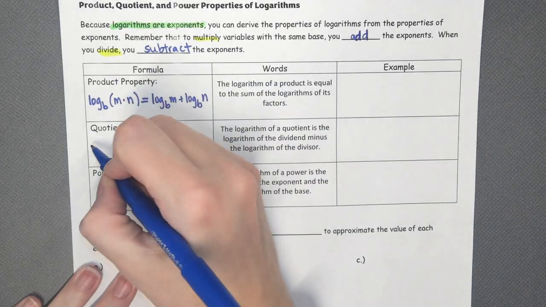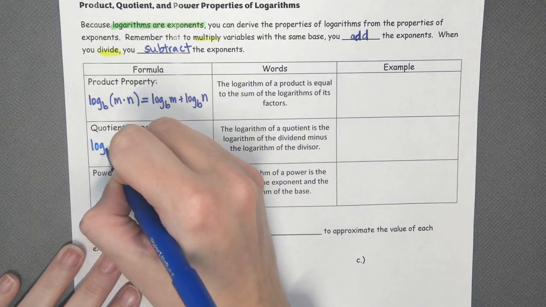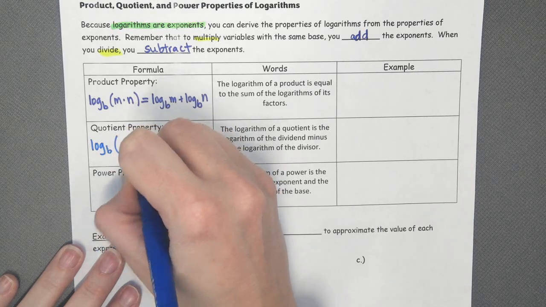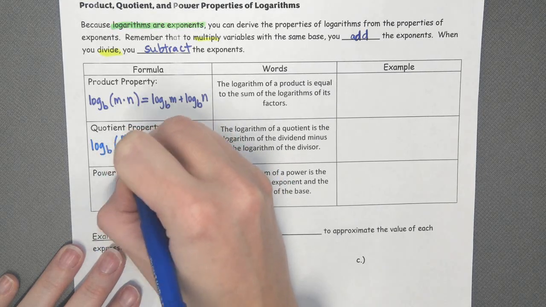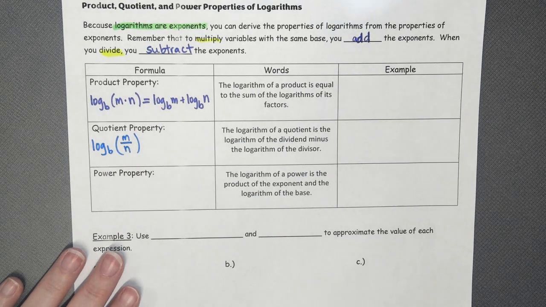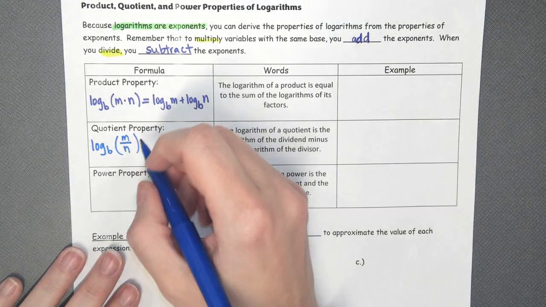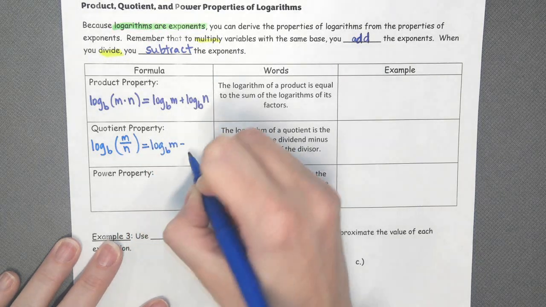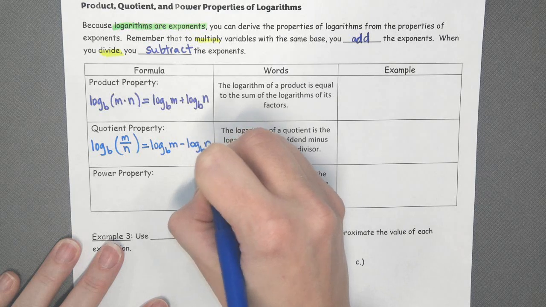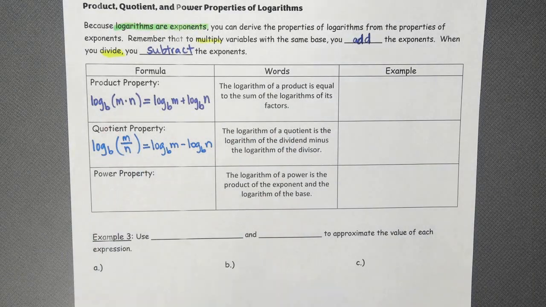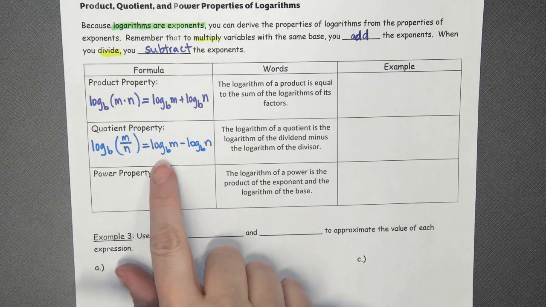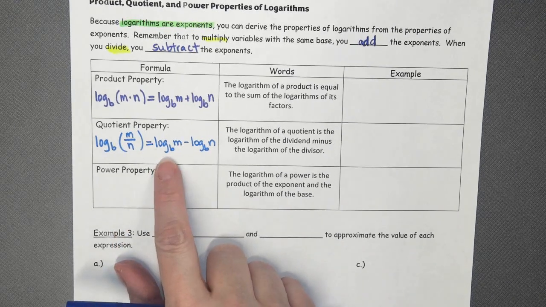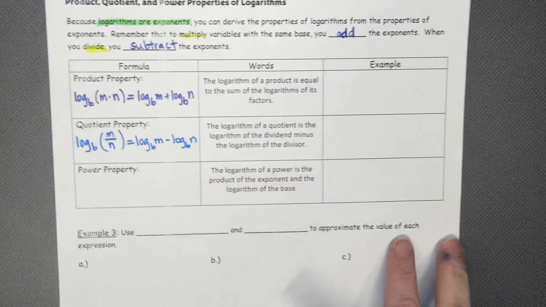The quotient property, we know that quotient means it's the result of division. So when you divide them, we are going to use subtraction. So this is log base b of m minus log base b of n. The m and n are just placeholders for values, so those can be numbers, those can be variables. So log base b of m minus log base b of n.